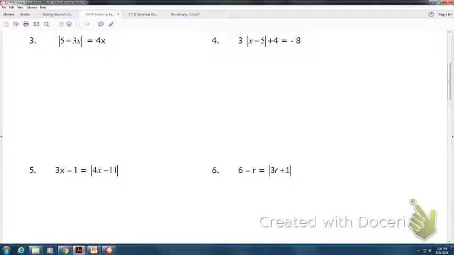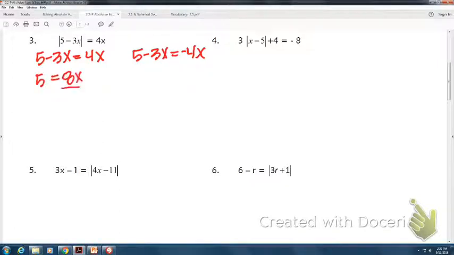Okay, what do you notice that's different about 3? Okay, it has x on both sides. So when you have x on both sides, you still do the same thing as writing your separate 2 equations. So 5 minus 3x equals 4x, and 5 minus 3x equals negative 4x. Okay, so you're still doing the same thing. Then solve. So I'm going to have 5 equals 8x. Oh, 7x. Good thing I can add.